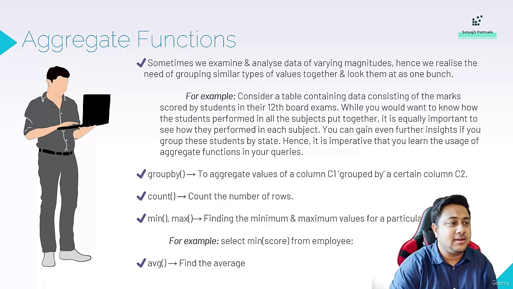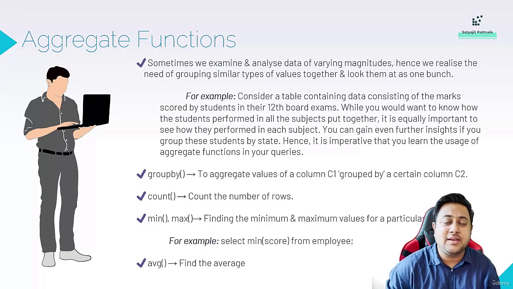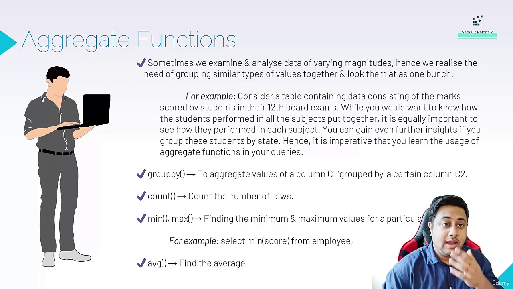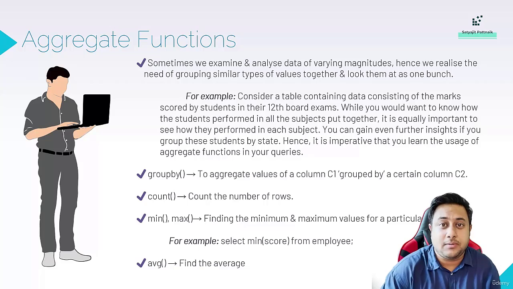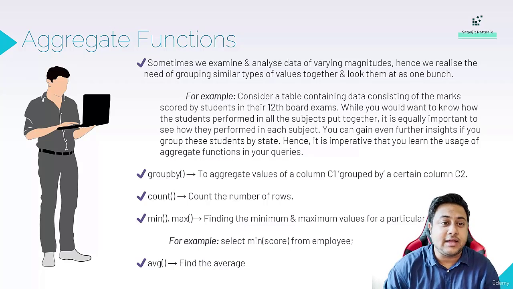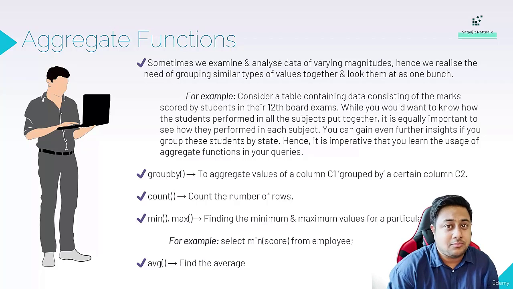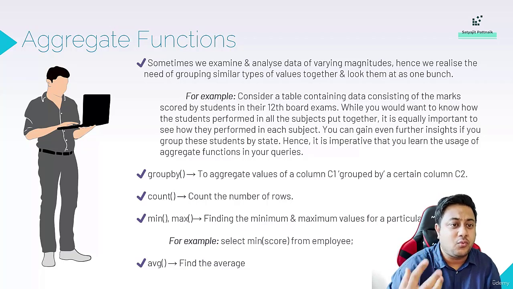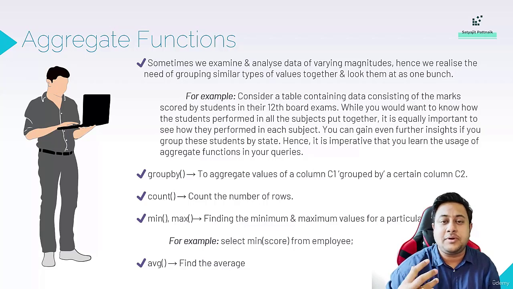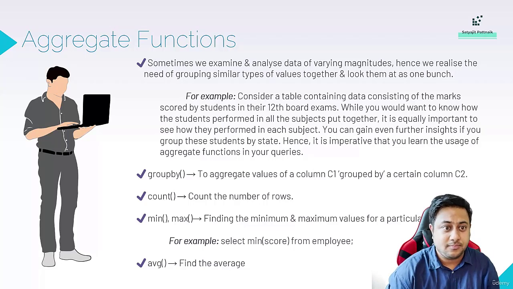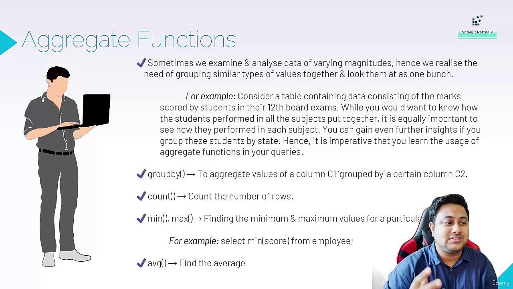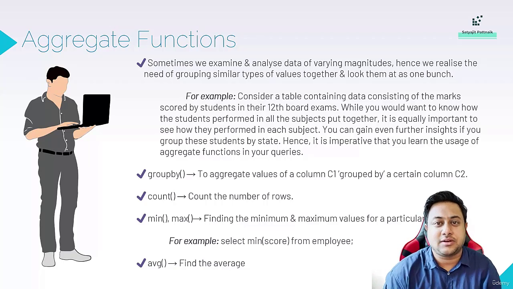Sometimes we examine and analyze data of varying magnitudes. Hence, we realize the need of grouping similar types of values together and looking at them as one bunch. For example, consider a table containing data consisting of the marks scored by students in their 12th board exams. While you would want to know how the students performed in all the subjects put together, it is equally important to see how they performed in each subject.